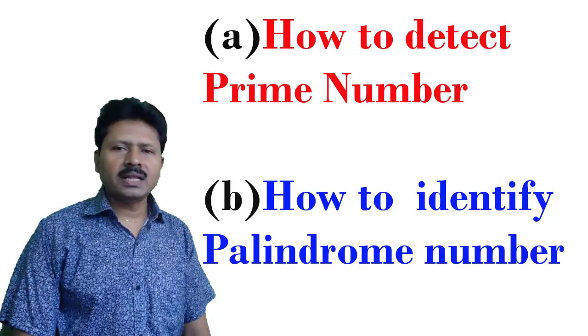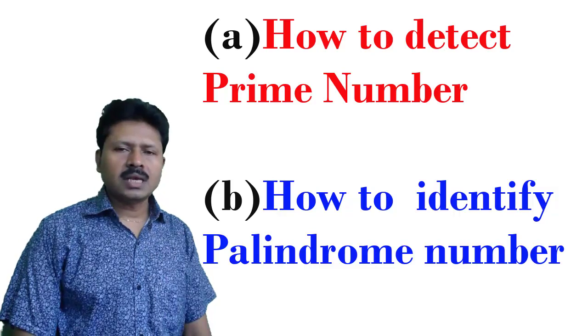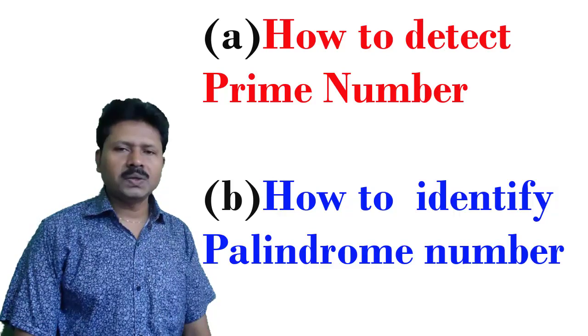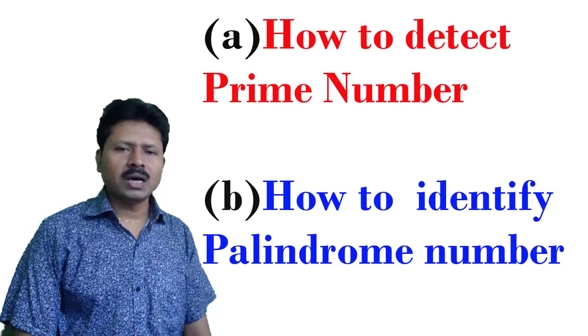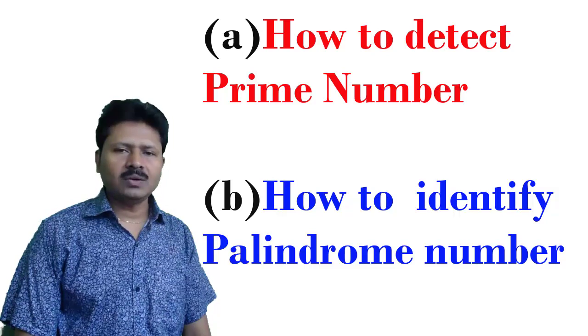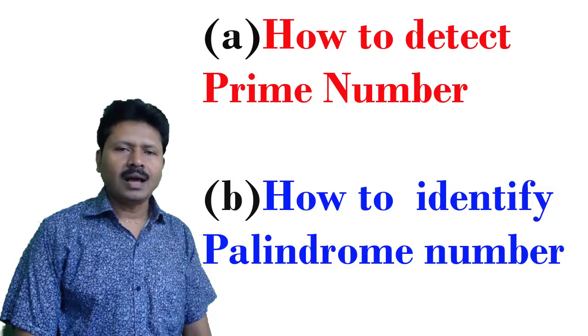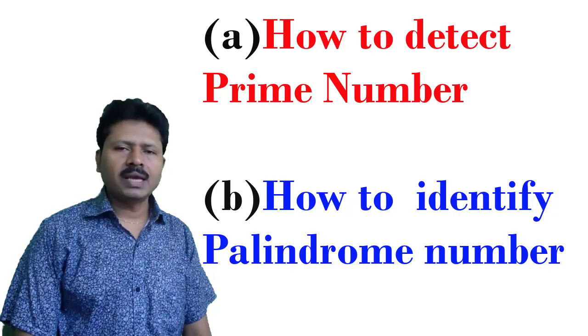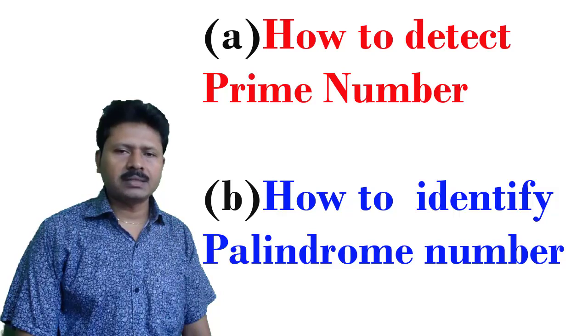Since the last few tutorials I have been discussing C programming on different control statements. In this tutorial also I will discuss two programs. One is how to detect whether a number is a prime number or not. The other program is how to detect whether a number is a palindrome number or not. I will also discuss how to find palindrome numbers from a range of numbers. I will use different control statements like for loop, while loop, if statement, etc.